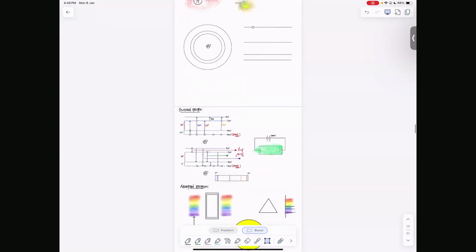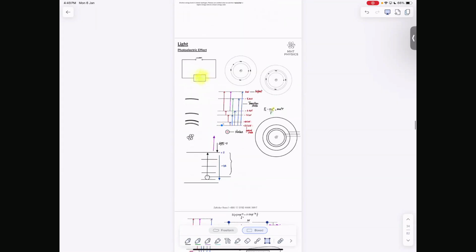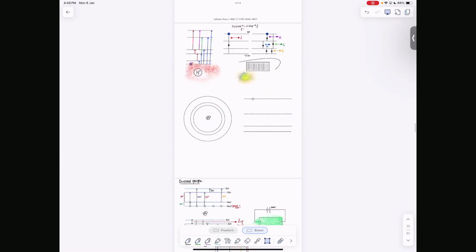So I will give you some notes and discuss those. But before that, do you have any questions? After all the Bohr, yes.